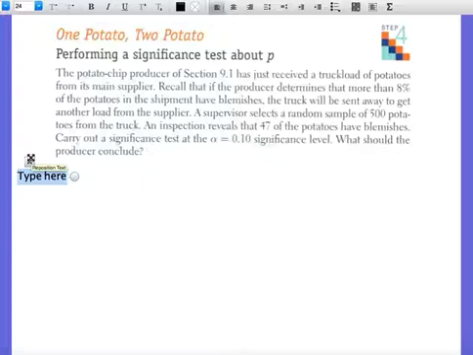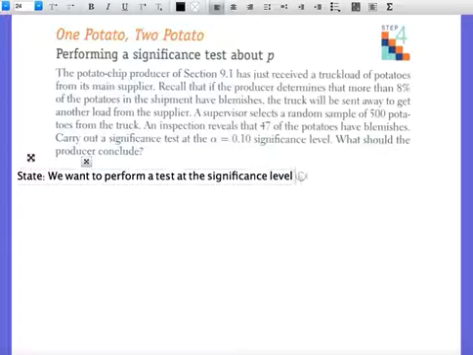We are going to begin this problem by doing our four-step process. The first is to state. We are going to state what we are doing. We want to perform a test at the significance level of 0.10.